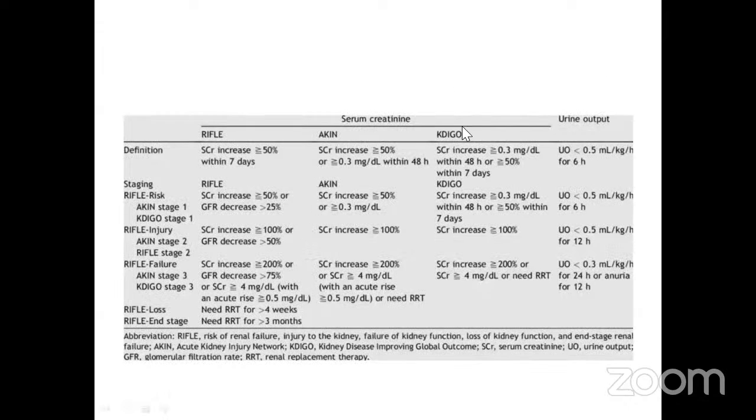This is the RIFLE score, and the KDIGO score also indicates AKI, in which the serum creatinine rises by more than 50% or more than 0.3 milligrams per deciliter within 48 hours. The RIFLE criteria stands for risk, injury, failure, loss, and end-stage renal disease. In risk, the serum creatinine increases by more than 50%, or GFR decreases by 25%. In injury, serum creatinine increases by 100%, or GFR decreases by 50%. In failure, the serum creatinine increases by 200%, or GFR decreases by 75%.